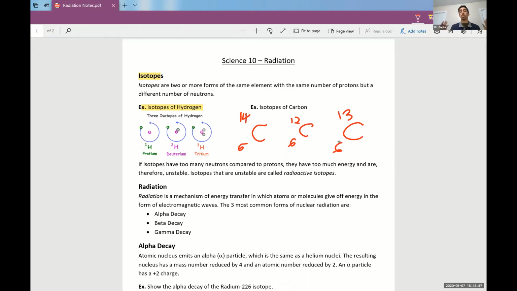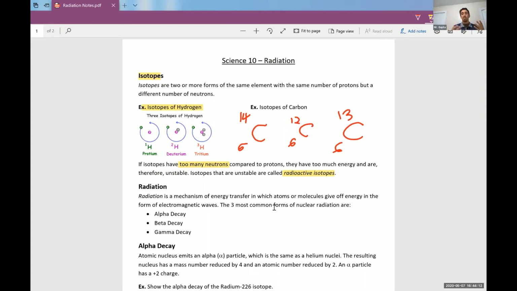That's what an isotope is. It is one element that has different numbers of neutrons. Next, what happens if you have too many neutrons? They may have too much energy, and therefore they can be unstable. Isotopes that are unstable are called radioactive isotopes.